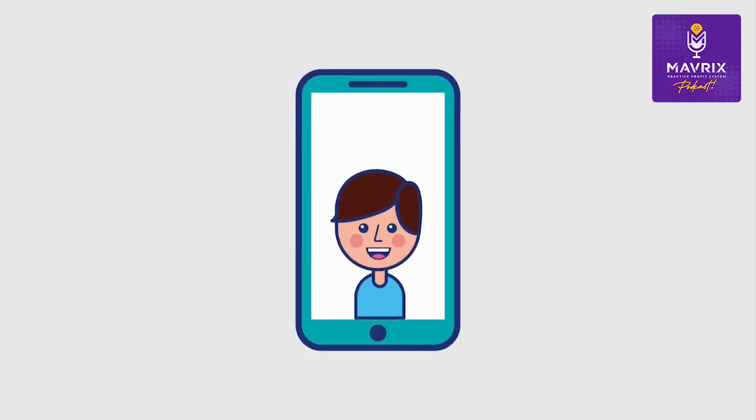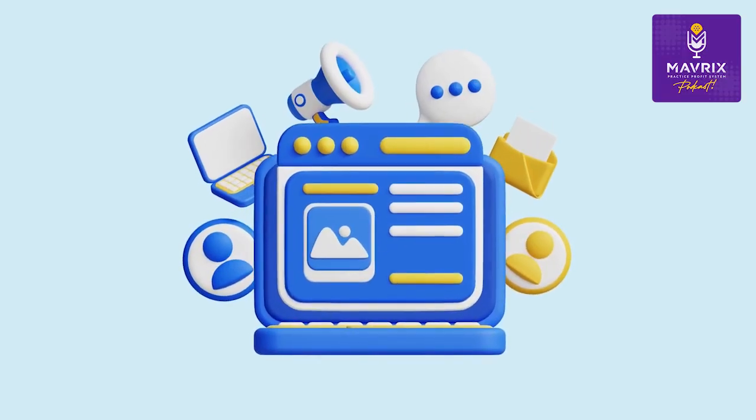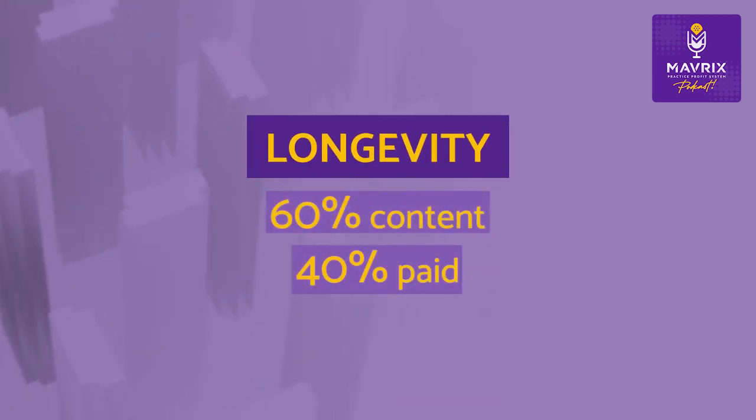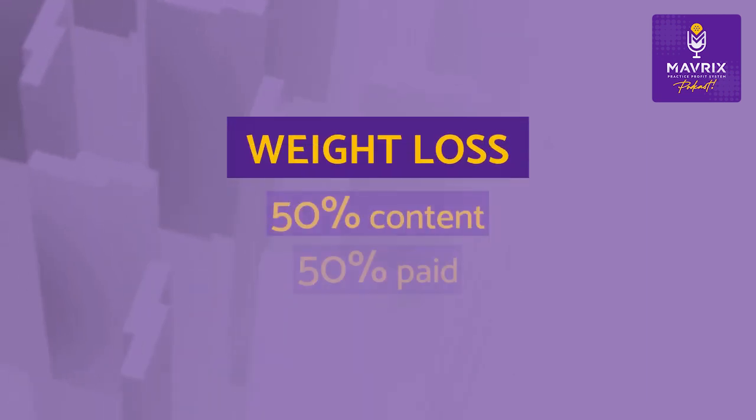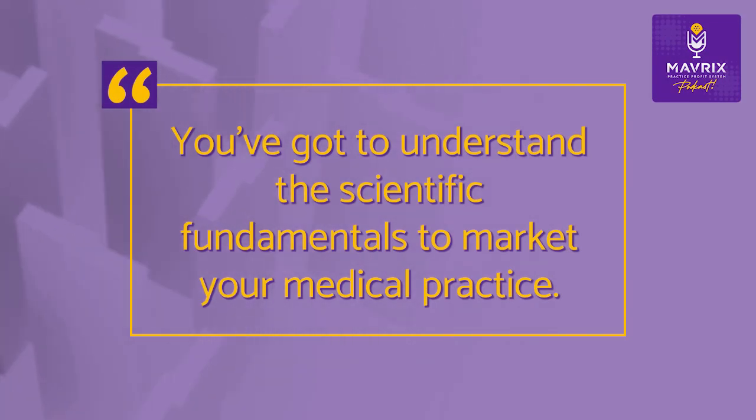So how do you market your medical practice? Well, I'm not the greatest fan of paid advertising with regards to regenerative. Now, it works in weight loss. It works in hormone replacement therapy. It works in menopause better, when we work with clients in all these areas. In the world of regenerative, it works a little bit better if you're doing more content. You have to be more content heavy. If you are in anti-aging longevity, content heavier. Regen is probably like 70% content, 30% paid. Longevity is probably 60% content, maybe 40% paid, or 65% content, 35% paid. Weight loss is more of a 50-50 component. So the whole key is you've got to understand the key fundamentals, the scientific fundamentals to market your medical practice.